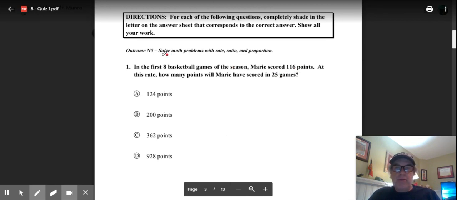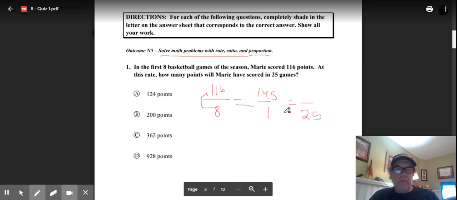The first question we're going to work through is solving with rate, ratio, and proportion, and hopefully you remember what those items look like. It says Maria has 116 points in 8 games. When you're doing unit rate, you put down your total points over the smaller number. It's always easiest to convert that into how many she would average per game. When you divide 8 into this, you'll get 14.5 points per game.